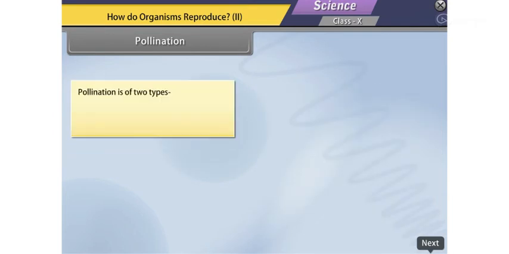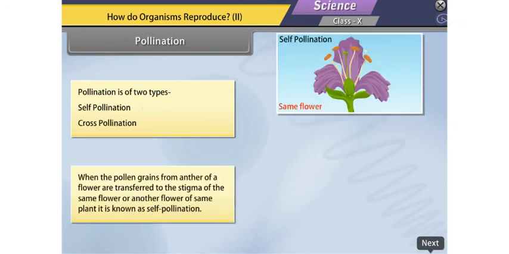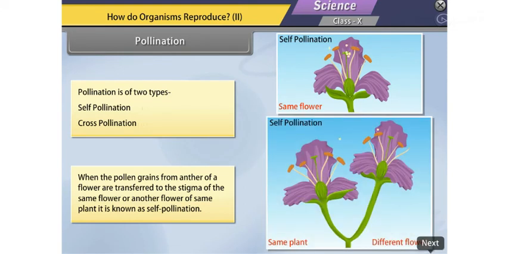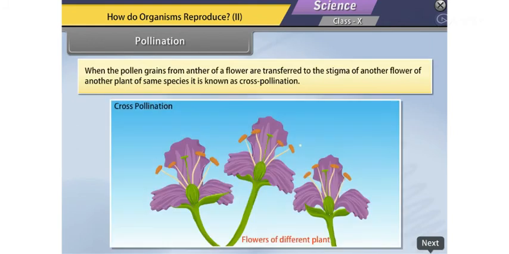Pollination is of two types: self-pollination and cross-pollination. When the pollen grains from the anther of a flower are transferred to the stigma of the same flower or another flower of the same plant, it is known as self-pollination. When the pollen grains from the anther of a flower are transferred to the stigma of another flower of another plant of the same species, it is known as cross-pollination.